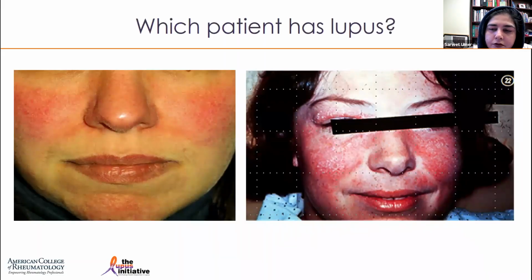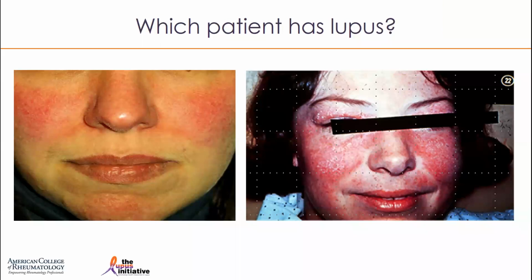So this is a picture of 2 rashes. They are both butterfly rashes. Which one do you think is lupus? A or B? You can put your response in the chat box or in the question and answer, and Dr. Umer, I can just call out what people are saying.